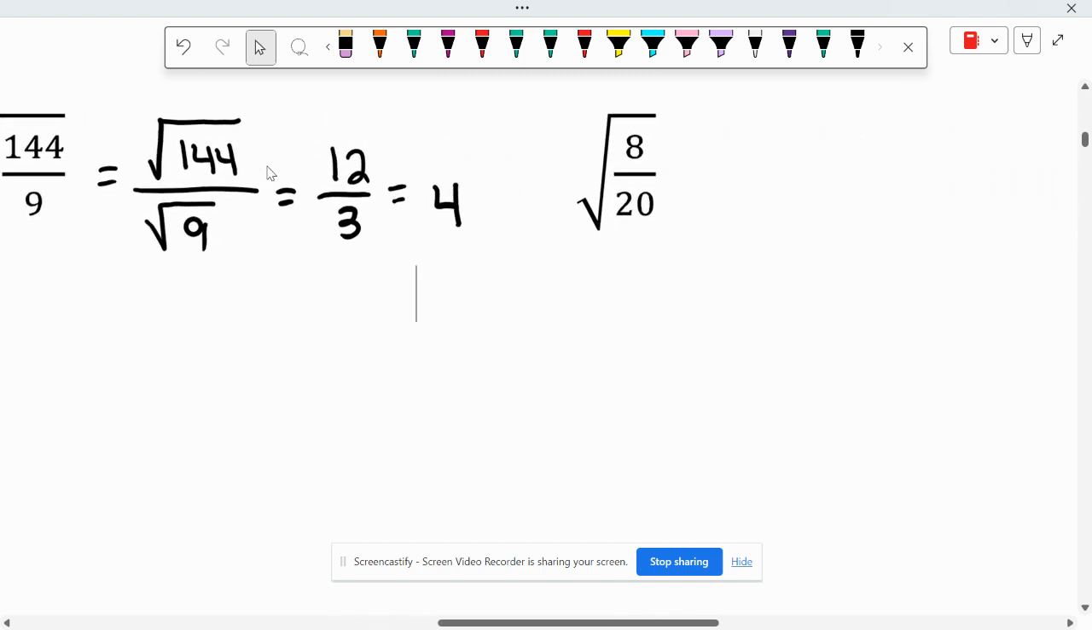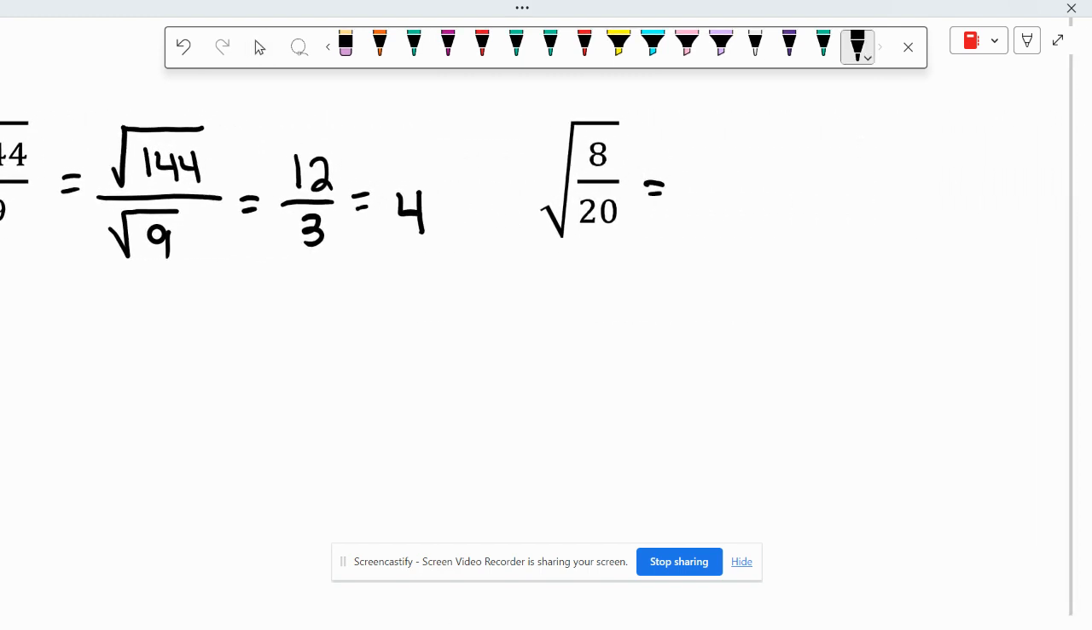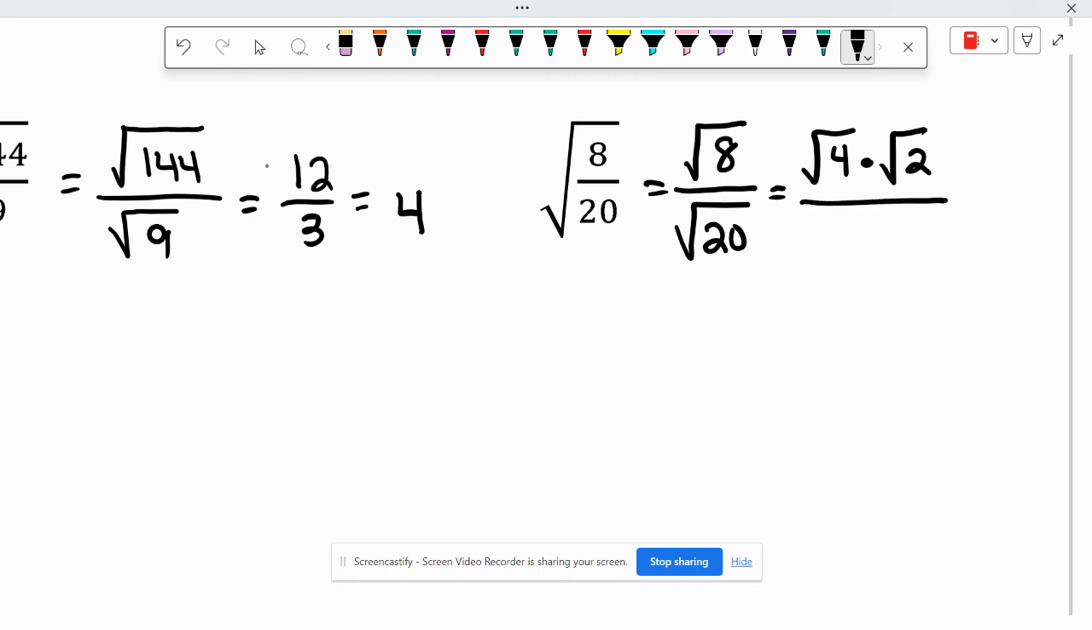Last one. So I have the square root of 8 divided by 20, which is the same thing as the square root of 8 divided by the square root of 20. Can I write 8 as a product of a perfect square? The square root of 8 is the same thing as what? The square root of 4 times the square root of 2. What is the square root of 20 the same thing as? Square root of 4 times the square root of 5, right?